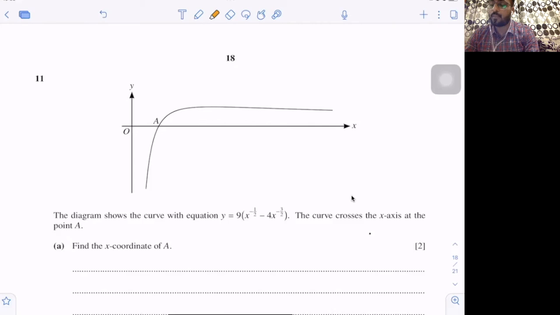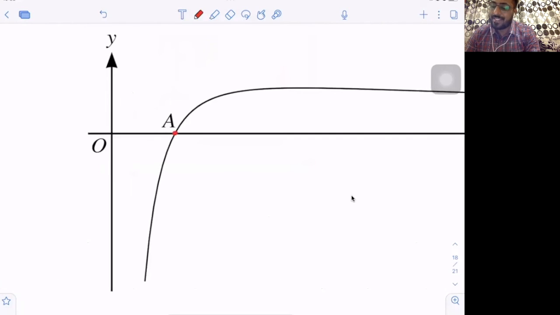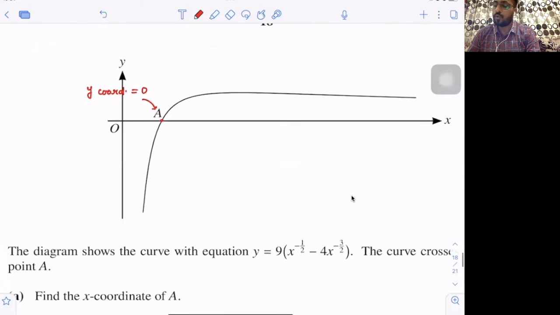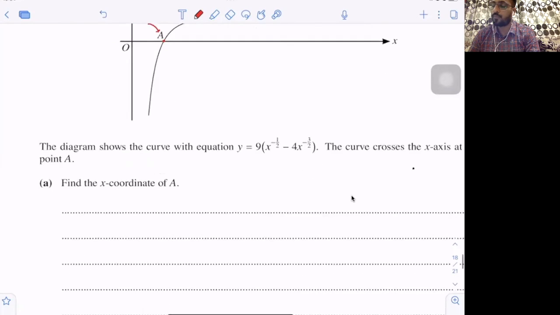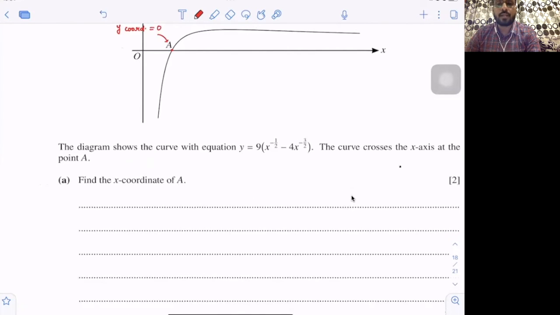Since point A is a point on the x-axis, you can easily understand that its x coordinate will be some value, whereas the y coordinate, students, what about the y coordinate? The y coordinate of point A is going to be simply 0 because there is no displacement in the y direction. That means the y coordinate of the point is going to be 0, right? Now, since I know that the curve has equation y is equal to 9 x raised to minus half minus 4 x raised to minus 3 upon 2, and point A lies on the curve, it should satisfy the equation of the curve as well.